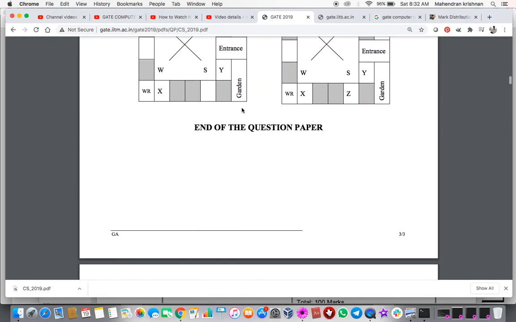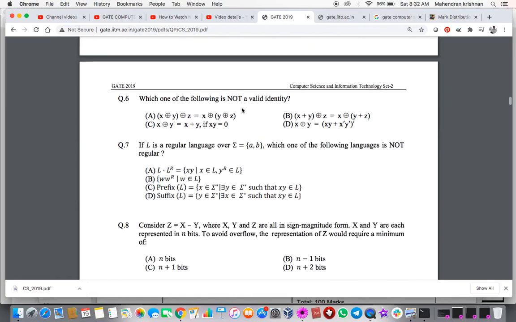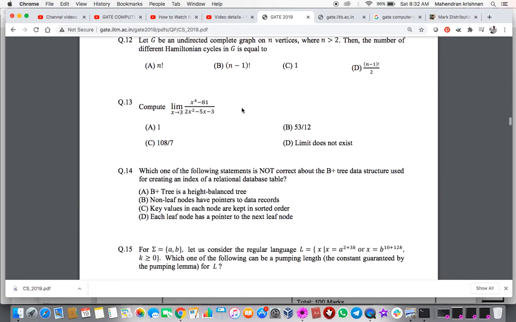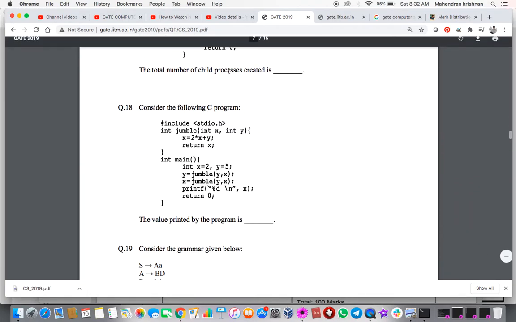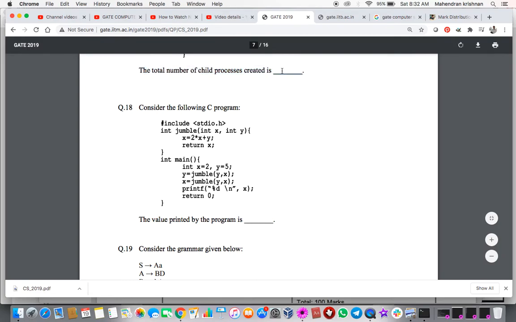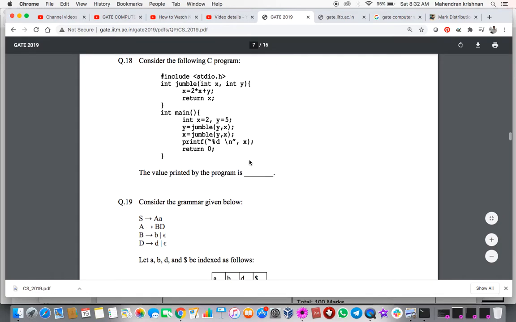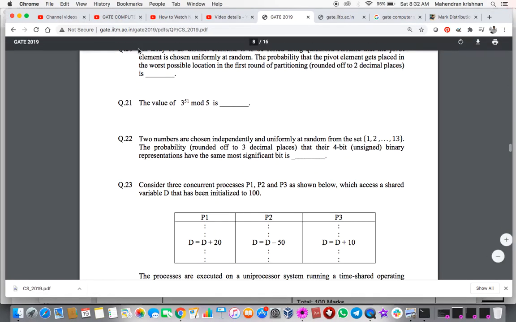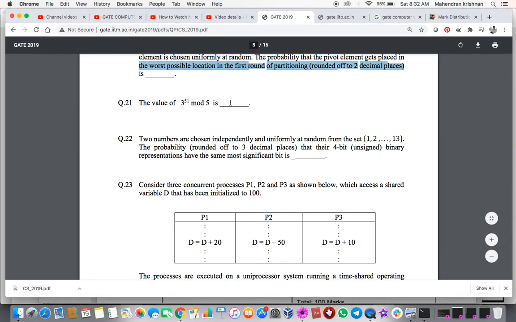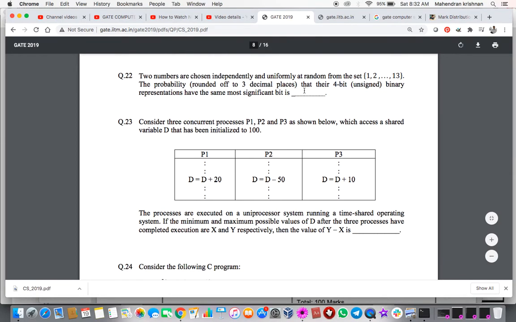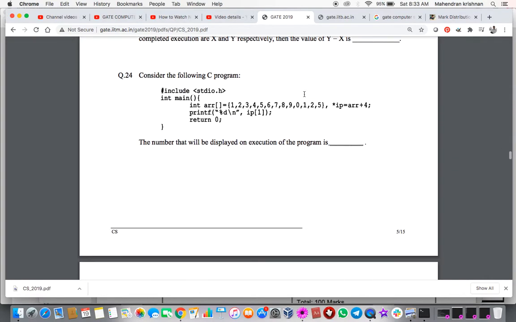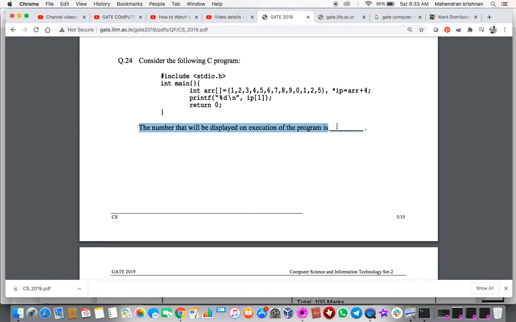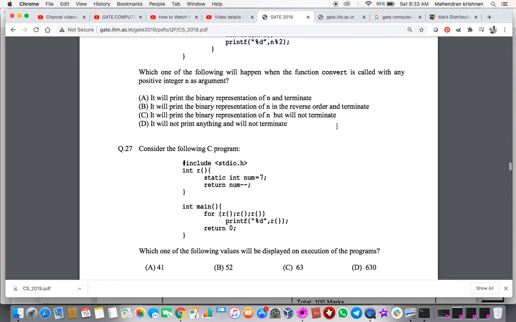Numerical answer type questions: what I understood is that they are fill in the blanks. Total number of child processes created, the answer is going to be a number. The value printed by the program, the answer is going to be a number. Numerical answer, this is also a number, this is also a number, and this is also a number. So this is what I understood.